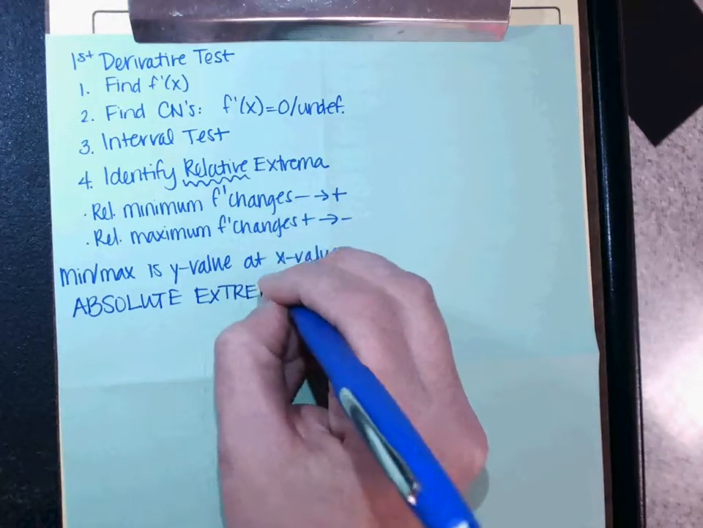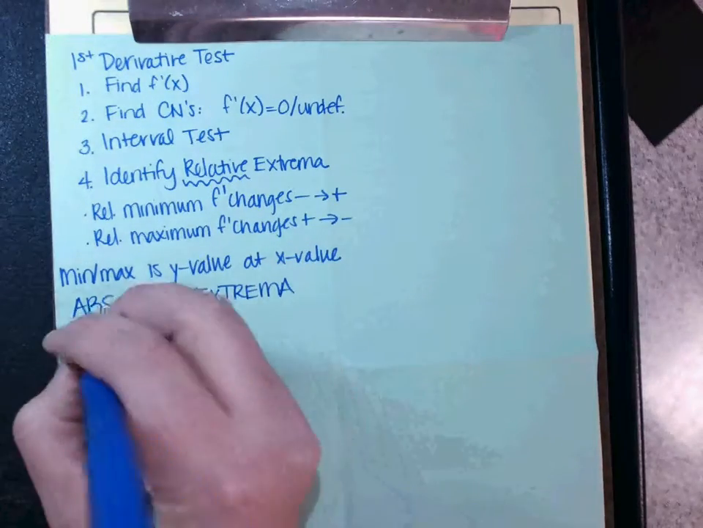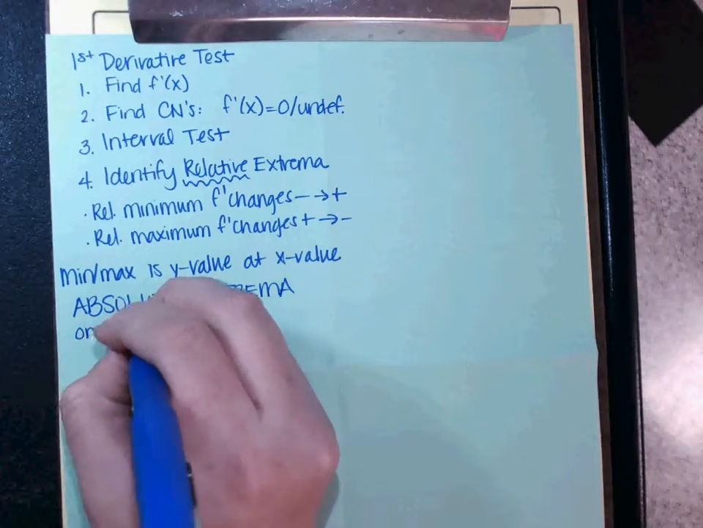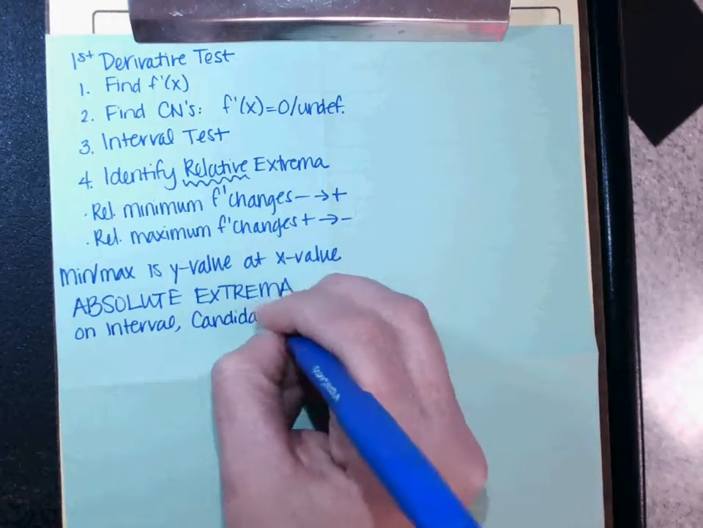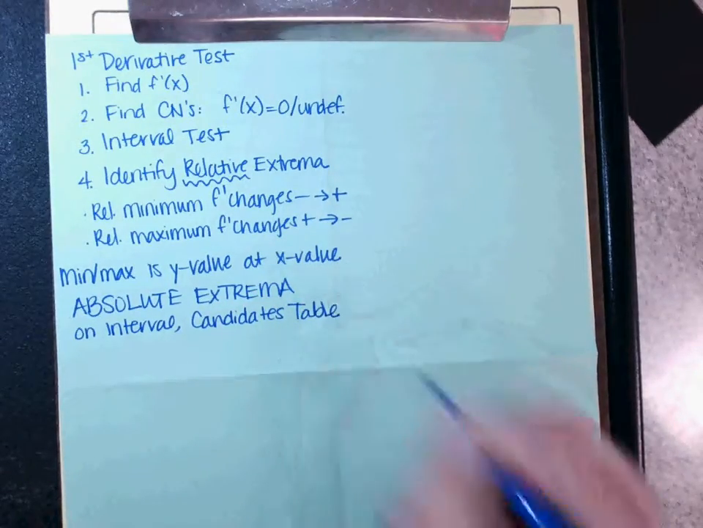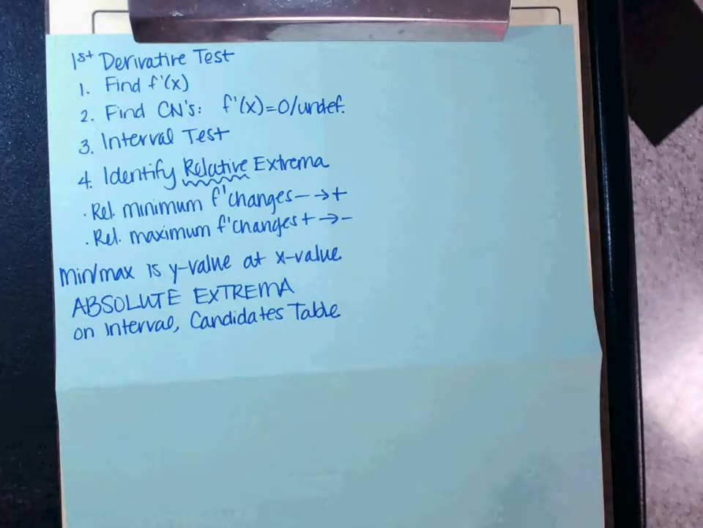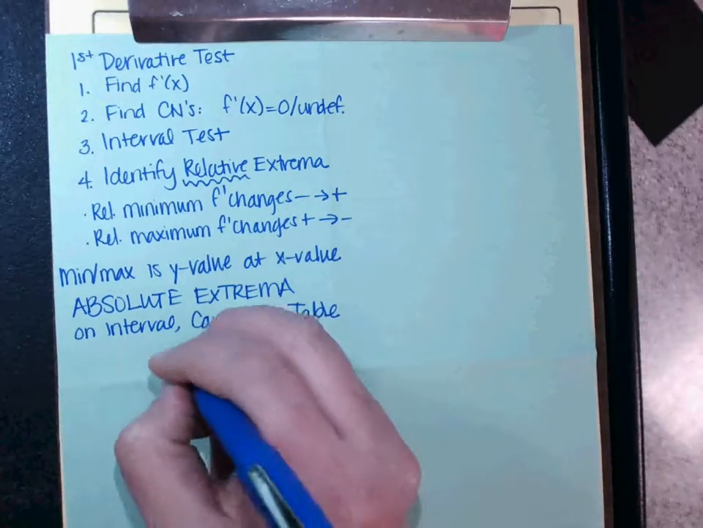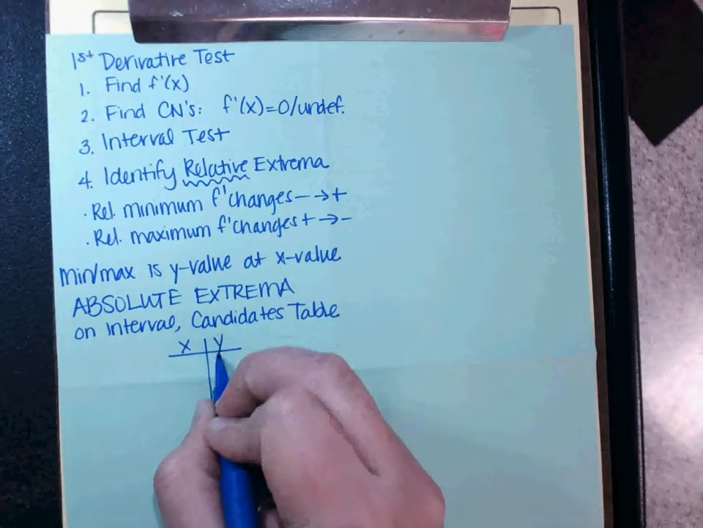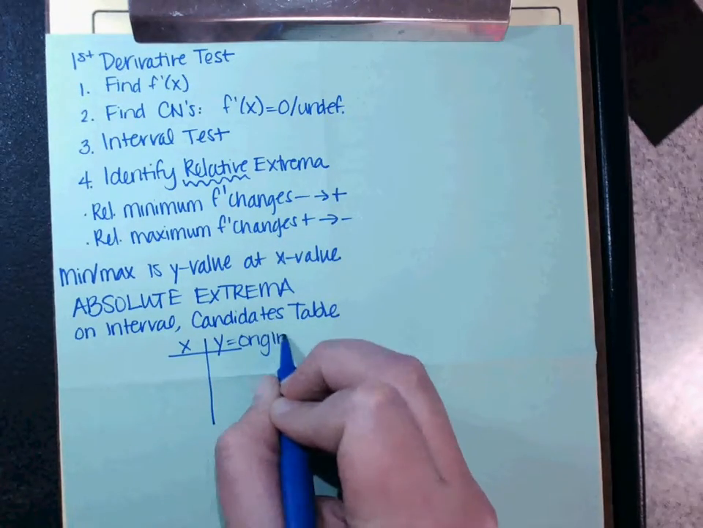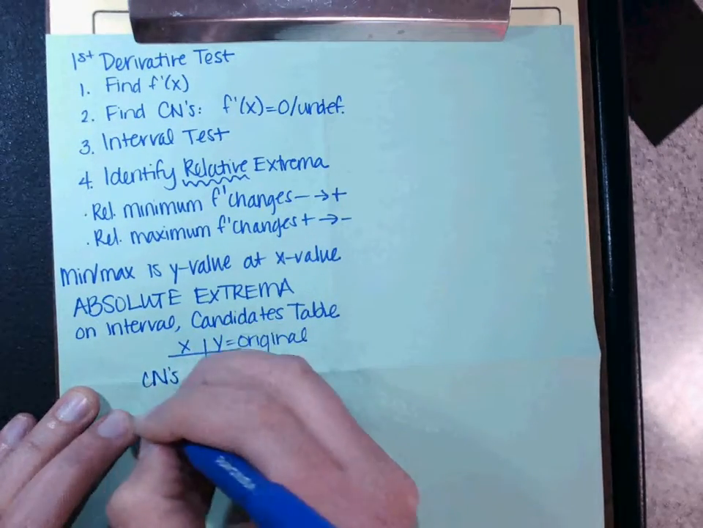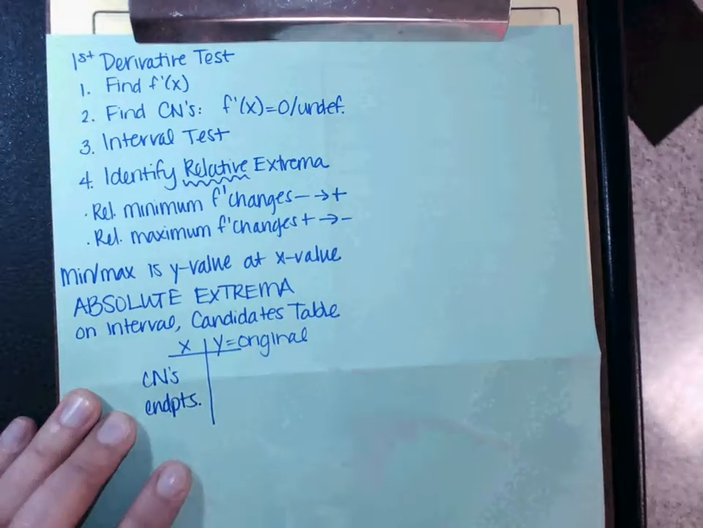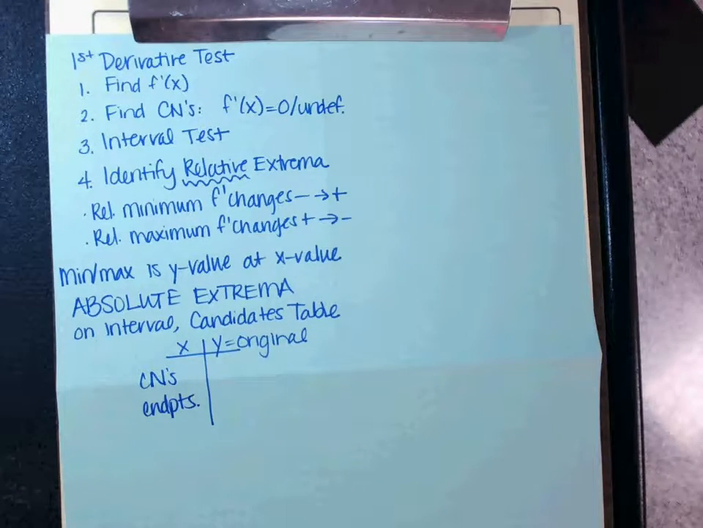Okay, for the absolute, you would have to do a line chart. So make sure that's always going to be on an interval. And you would do a candidates table or a candidacy chart. And so remember, on that chart, you would have x and y. Remember, you're always plugging into y, which would be the original function, or your f of x. You would put your critical numbers in there. You would put your endpoints in there. And then your absolute max would be the biggest thing on that chart. Your absolute min would be the smallest thing on that chart. Okay?